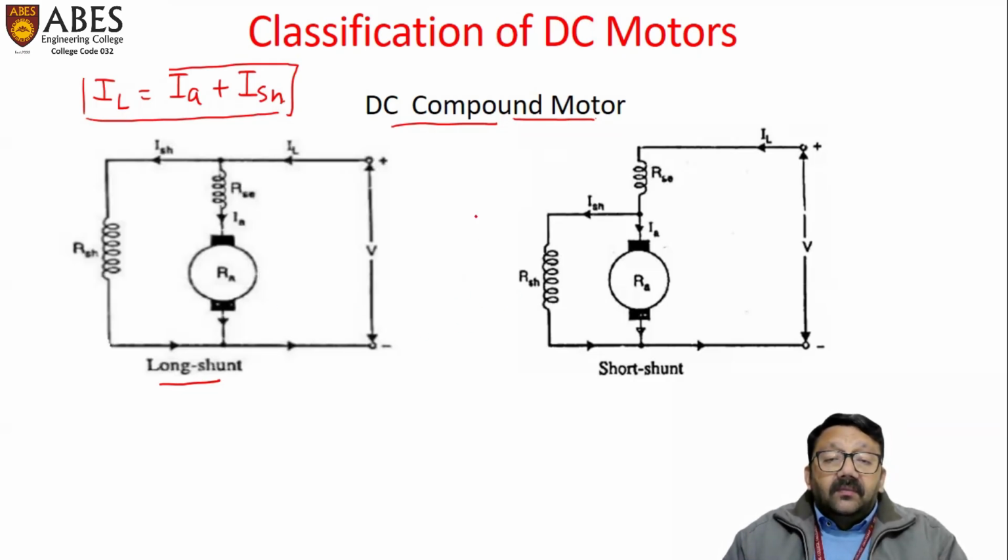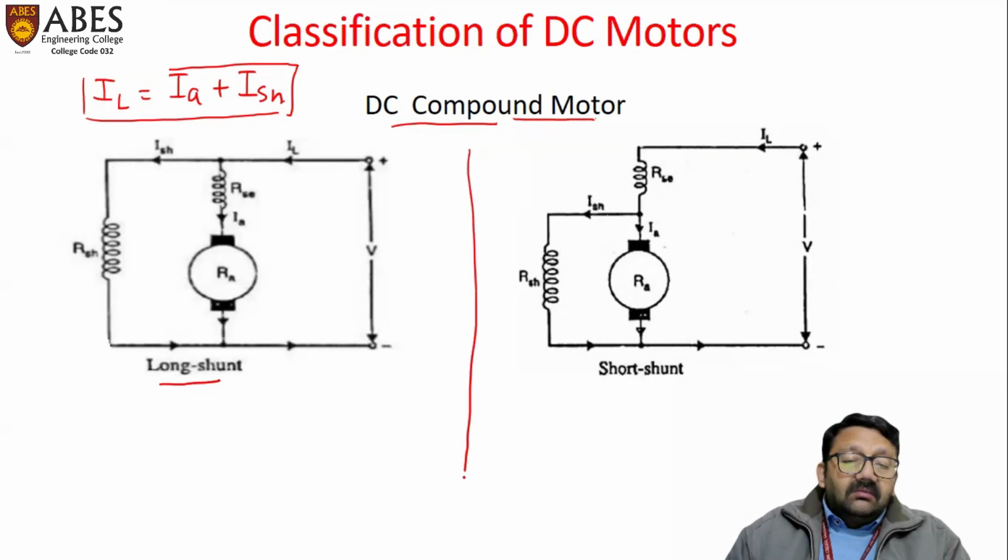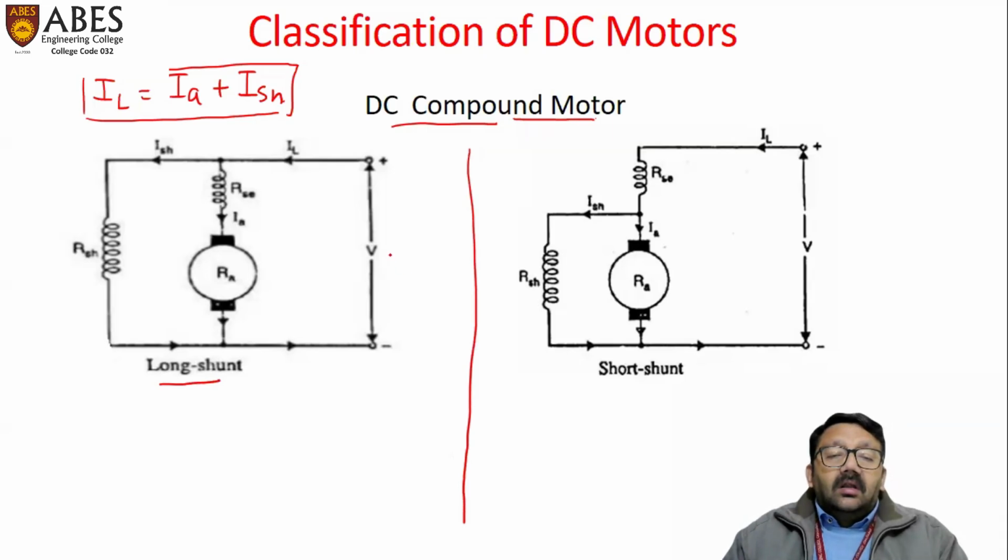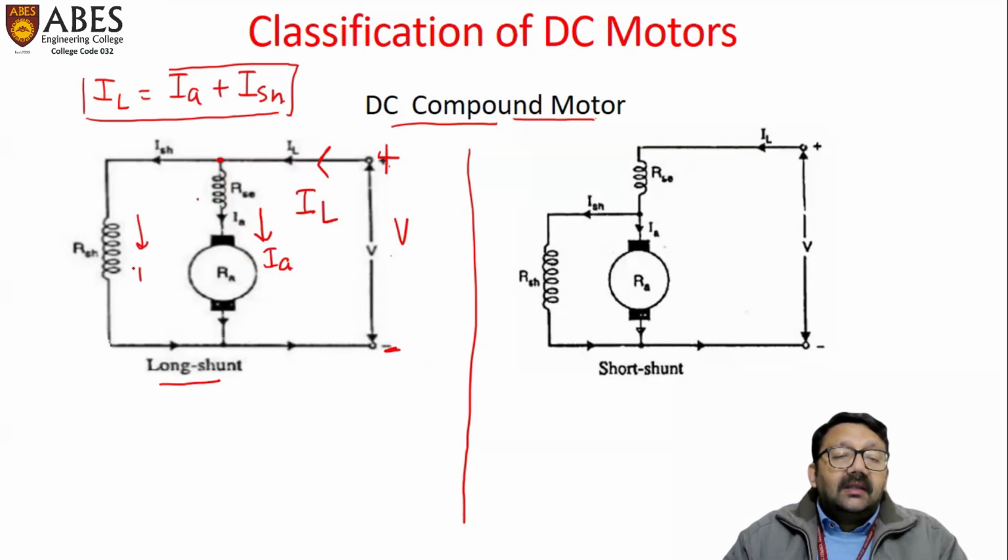So first we will find the relation for this long shunt motor. Here V is the supply voltage. This is the positive terminal of supply. This is the negative terminal. And from here we have the line current. This line current at this point is divided, and armature current flows in the armature as well as series field, and shunt field current ISH flows in the shunt field winding.